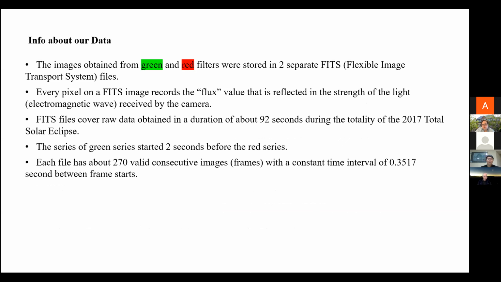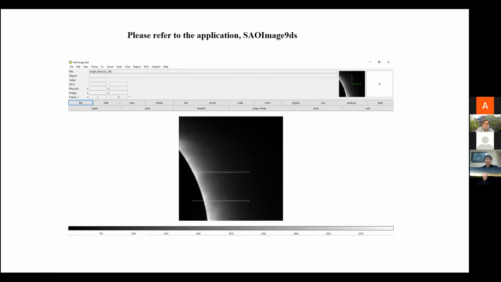So basically, we have our data. They're stored into FITS files. We actually have 270 consecutive frames with the constant time interval, as I mentioned, between them. And we have 92 seconds, the total time that we have. And then the green series was started before the red series. So we're taking that into account when we process our data.